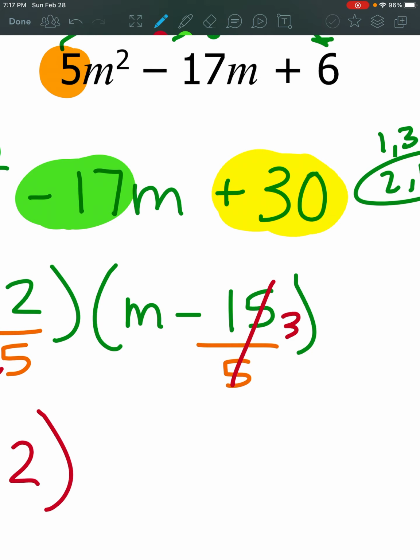And then this one, it simplified to a whole number. The denominator would be 1. So we don't want to slide the 1 in front of the m. It's just going to stay m minus 3.